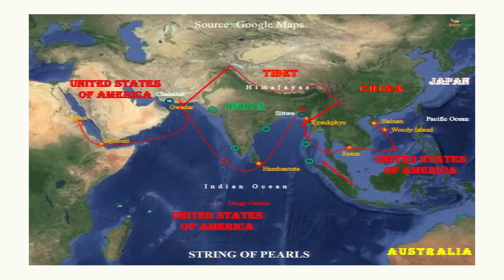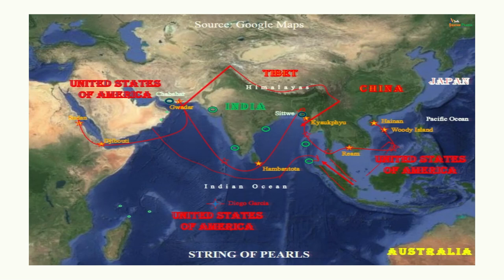Now let's proceed to the next item, that is string of pearls. Now China faces something known as the Malacca dilemma. These are the Malacca Straits, which is between Malaysia and Indonesia, a sea lane through which most of China's energy resources go from the Middle East all the way through the Malacca Strait into China. Now of course from Russia also there is energy supply, but most of the energy supply still comes from the Middle East, plus this is an important trade route.